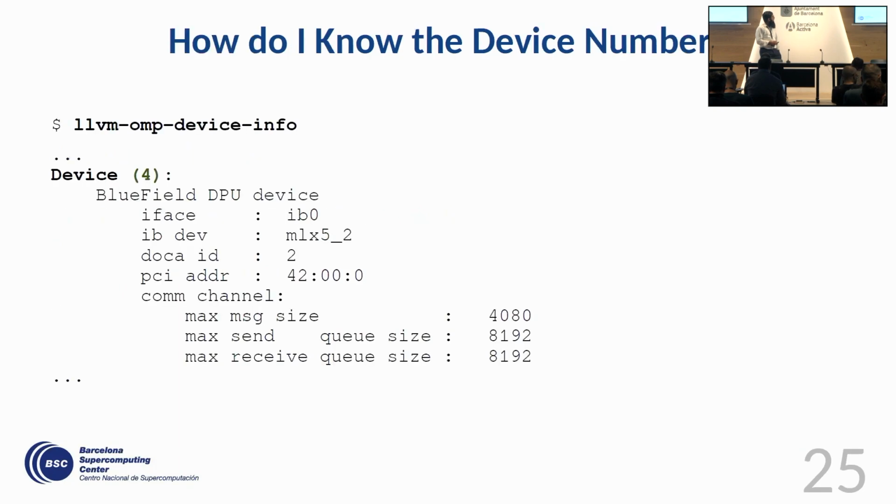Yep. And this is some info that the utility gives: which particular PCI it is connected on, what the message size is, how many message queues are available inside the DPU.